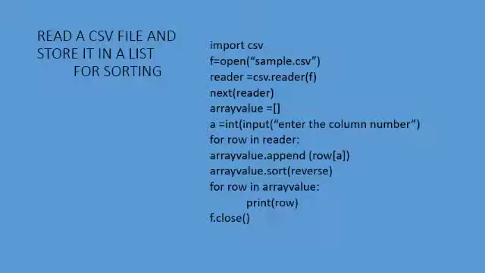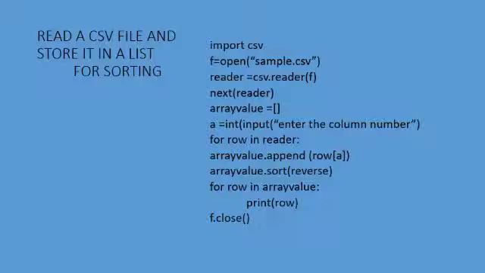And next, what is the function? Normally in a CSV file, when I am opening it in Excel, the first row contains headings. No need to arrange the heading in order, so we have to skip that heading row. For that I am giving the next function. So the next function is used to skip a particular row. Here I am skipping the first row, the heading row. That's all. Next, array_value = [], I mean I am creating one empty list. The name of the list is array_value.